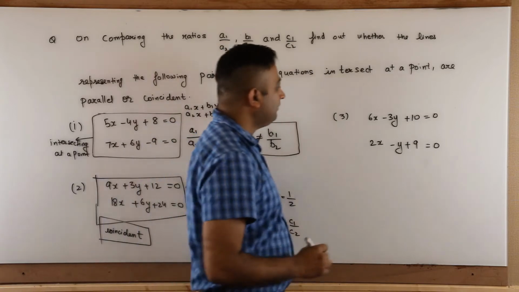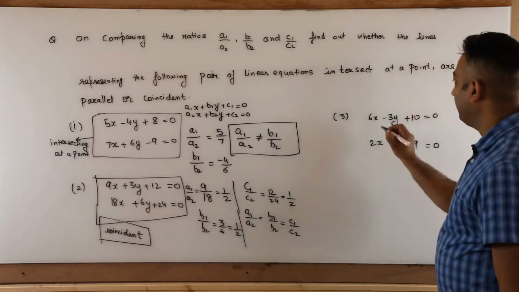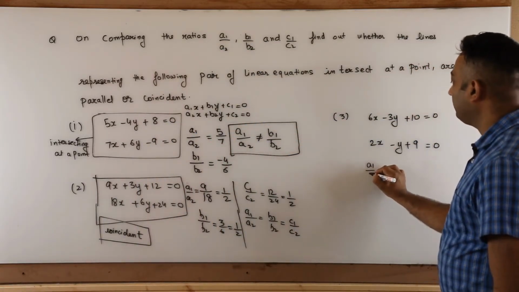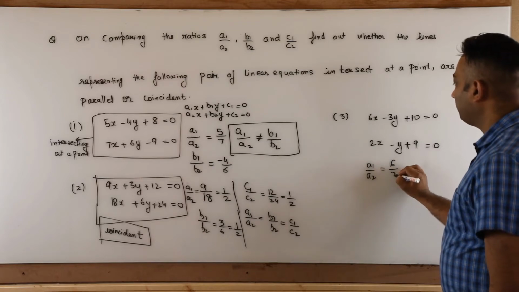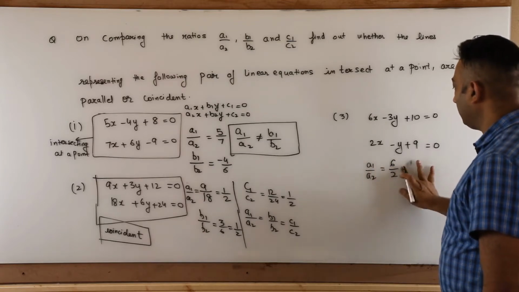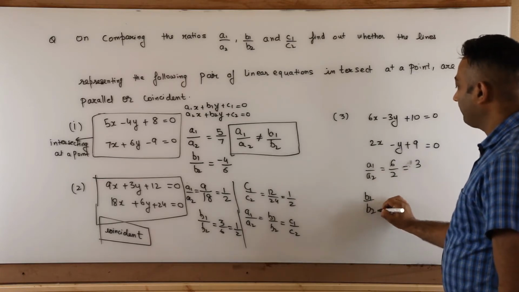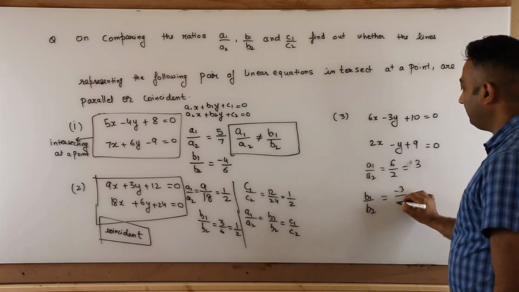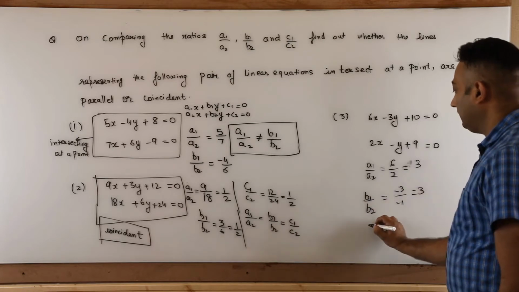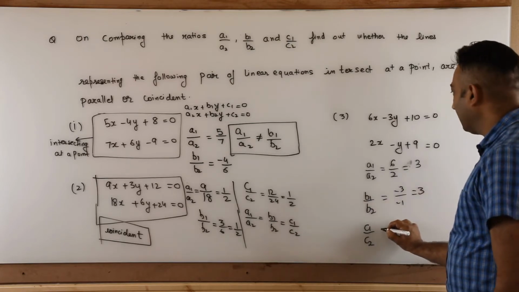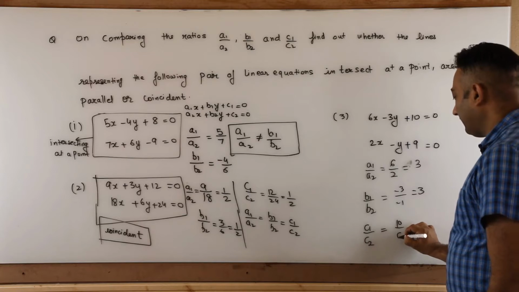Now, let us solve for pair 3. In this, we can see that A1 by A2 is equal to 6 by 2, which is equal to 3. B1 by B2 is equal to -3 by -1, which is again 3. And C1 by C2 is equal to 10 by 9.